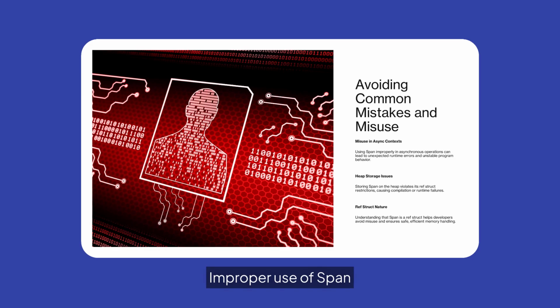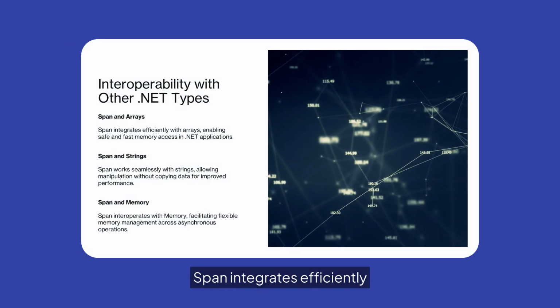Improper use of Span in asynchronous operations can lead to runtime errors. Storing Span on the heap violates its ref struct restrictions. Understanding Span's nature helps avoid misuse and ensures safe memory handling. Span integrates efficiently with arrays, strings, and Memory, enabling safe and fast access in .NET applications. It facilitates flexible memory management across asynchronous operations, improving performance.